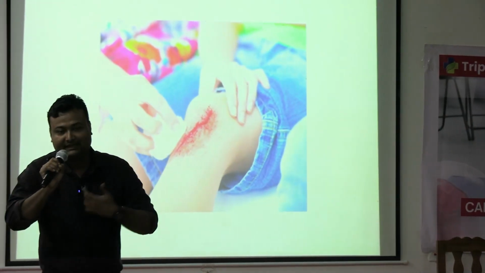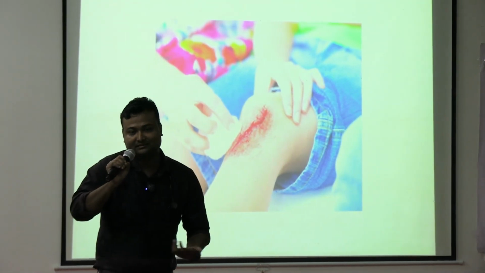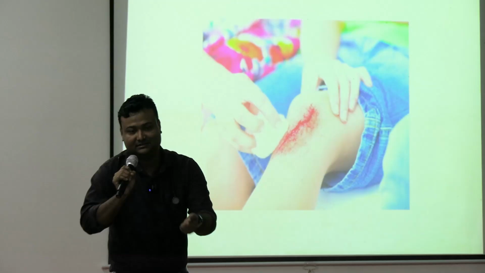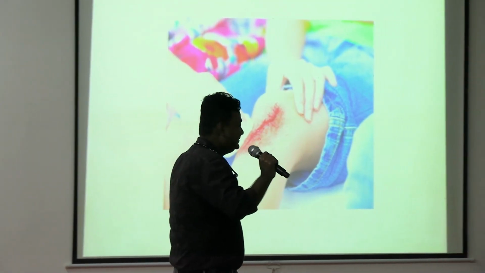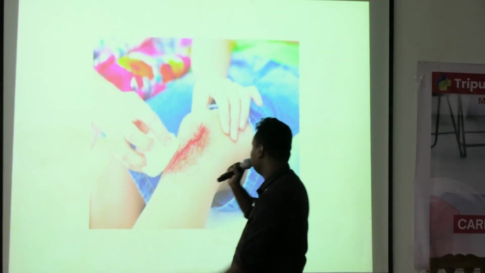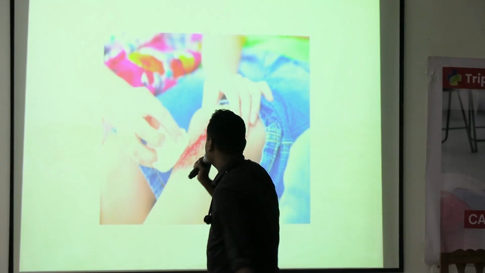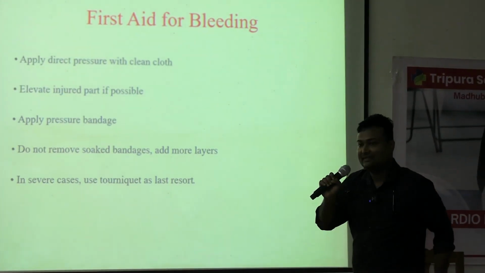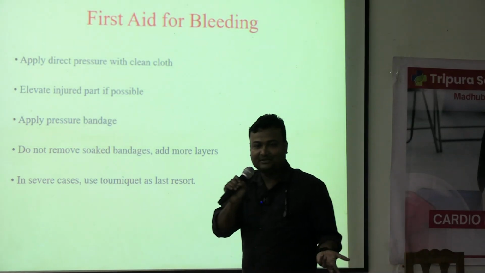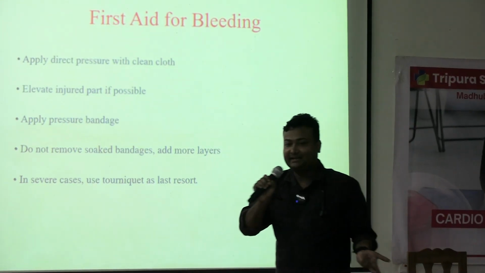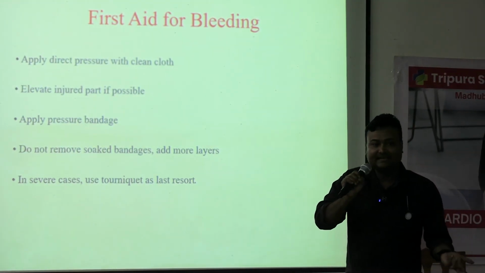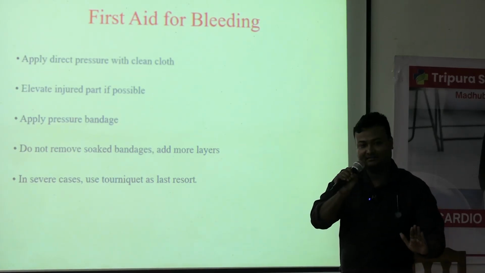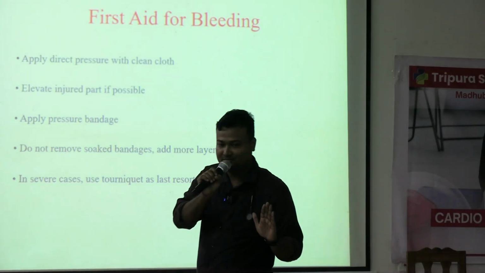There are different types: cut injuries, chop injuries, stab injuries. You will learn gradually. So this is just a representation of bleeding. Our next step is first aid for bleeding. It is just basic, everybody knows this. If any site is bleeding, the first step is always to give direct pressure to control bleeding.